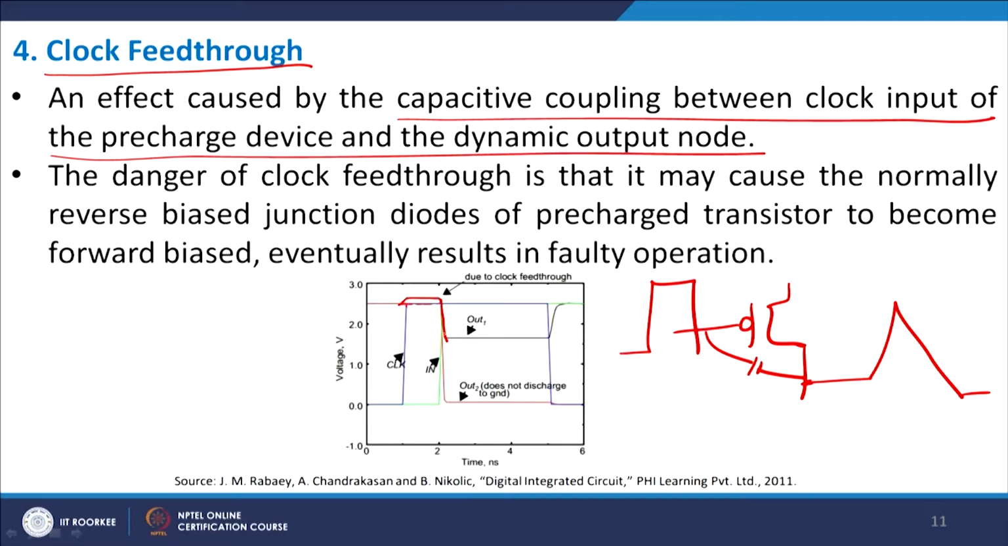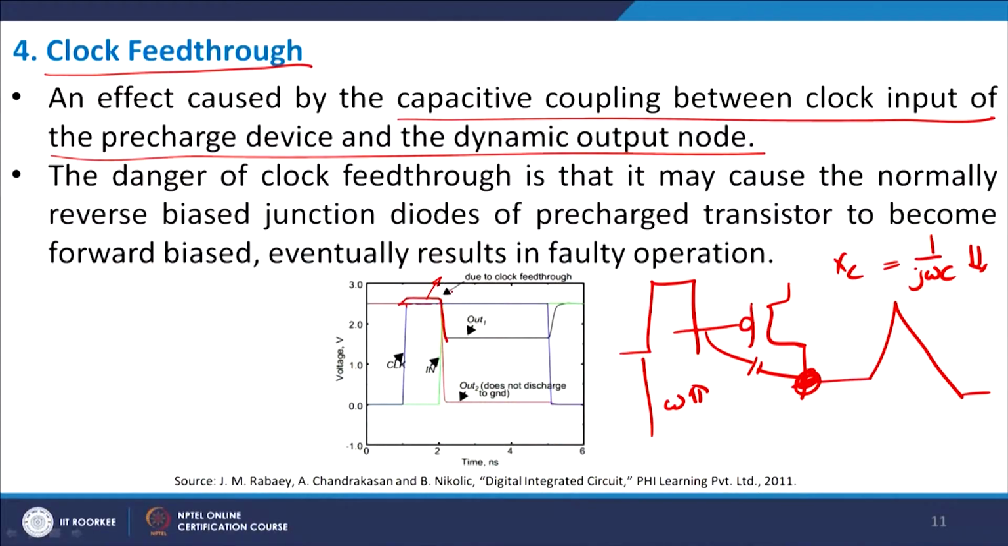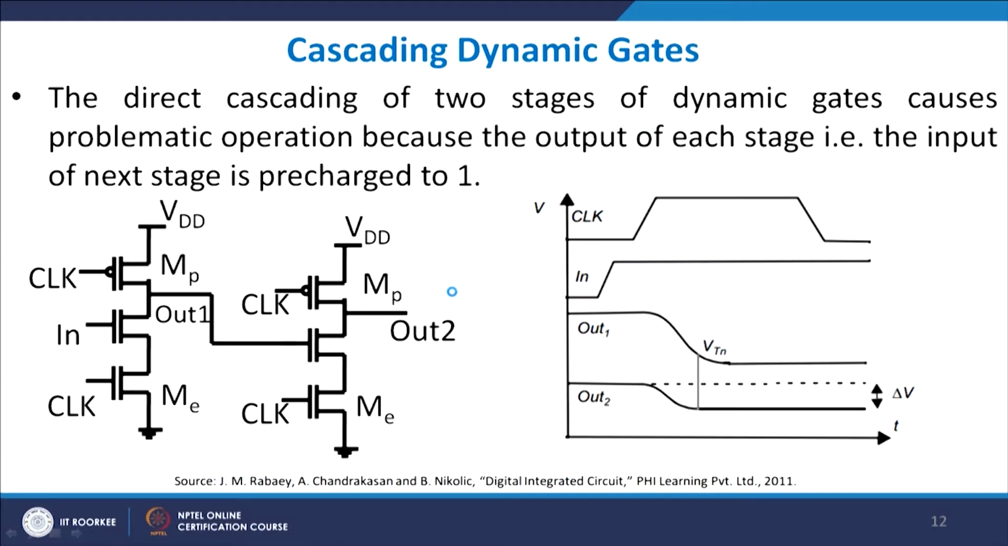This is because for a finite duration of time, the clock is rising very fast, which means that omega is very large. Omega is large means 1 by j omega C, the reactance XC, is very small. So XC is small means it is looking almost like a transparent medium. So any small, high frequency change in the clock will be easily detected at the output node of my precharge, and as a result the voltage rises beyond VDD, and that results in what is known as clock feed through, and this results in larger power dissipation and signal integrity issues. So power dissipation is a problem.